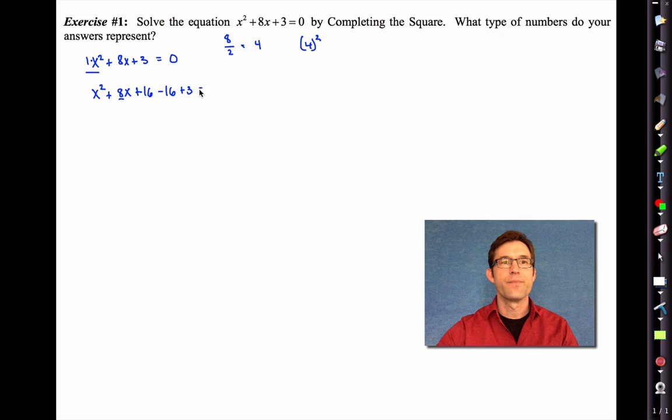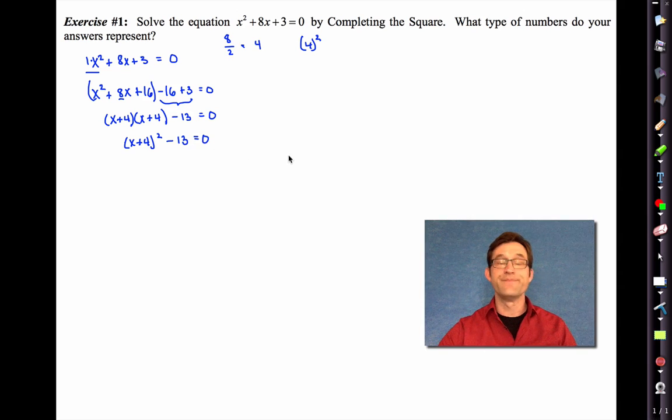Now what we're going to do is we're literally going to group these three terms together, and we're going to factor them. If you think about it, a factor is x plus 4 times x plus 4. We can now combine these two terms into negative 13. And we'll get x plus 4 quantity squared minus 13 equals 0. Now you might say, wow, that was a lot of work for nothing. Except now we can easily solve this equation.